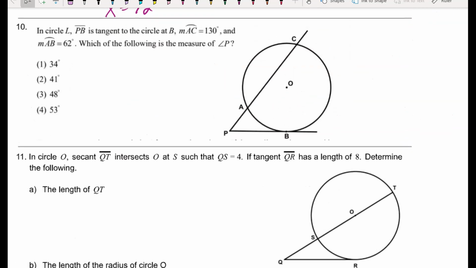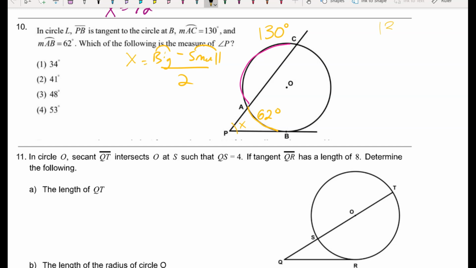Number 10, in circle L, PB is tangent to the circle at B. The measure of arc AC is 130 degrees, and the measure of arc AB is 62 degrees, right down there. Now, with this information, before I even do anything else, I know I'm looking for angle P. And the outside angle here is going to be equal to the big arc minus the small arc over 2 because it's a tangent and a secant.